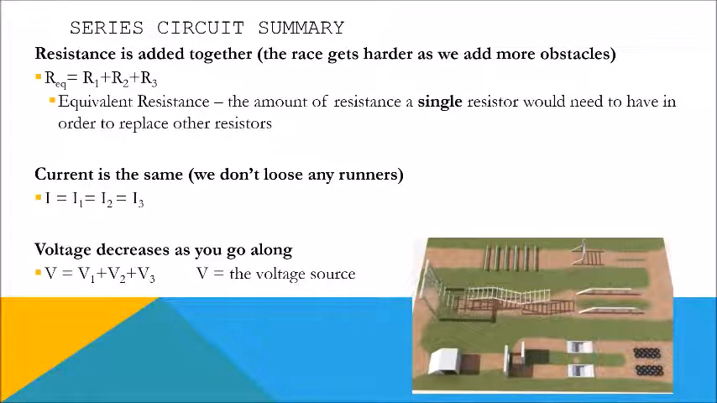In series, the resistance is added together, which means the race for the electrons gets harder and harder as we add more obstacles. The equivalent resistance is the amount of resistance a single resistor would need to have in order to replace the other resistors. So in my picture below, we have 9 different obstacles. And the obstacle course is going to be a certain amount of difficulty. If we wanted to find the equivalent resistance, that would be like saying, how difficult would one obstacle need to be in order to replace all of these other obstacles?